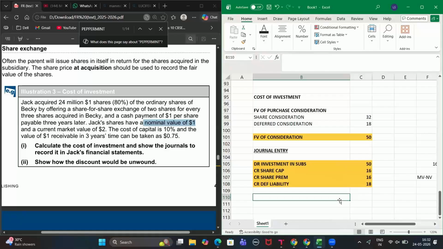Is it clear? Okay. So what is the second requirement here? Show how the discount would be unwound.